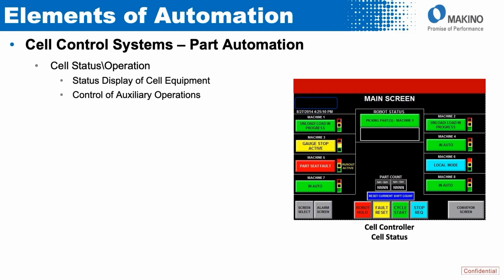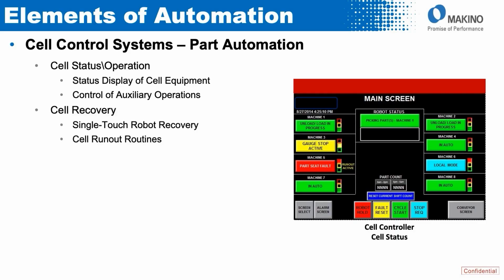So we want to have a place, similar to the other cell control system, where we can see what the status of the cell is, what the robot's doing, what each one of the machining centers is doing, and then any of the auxiliary equipment. And then the control of those auxiliary operations. So if we're integrating part marking or part wash or deburr, something of that nature, we've been able to incorporate the control of those operations into our cell controller design.